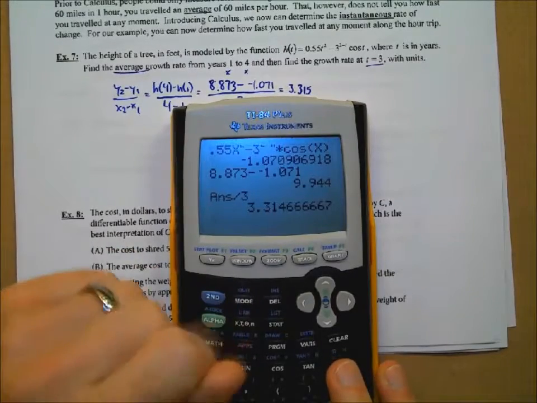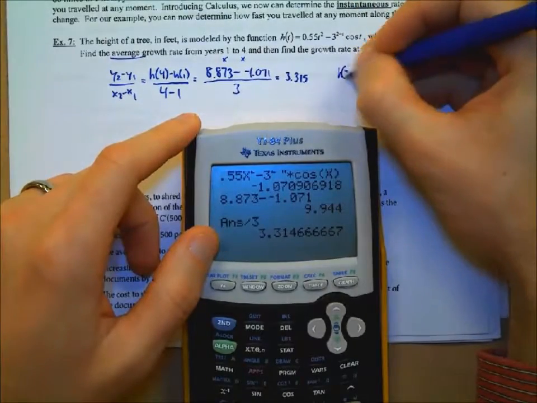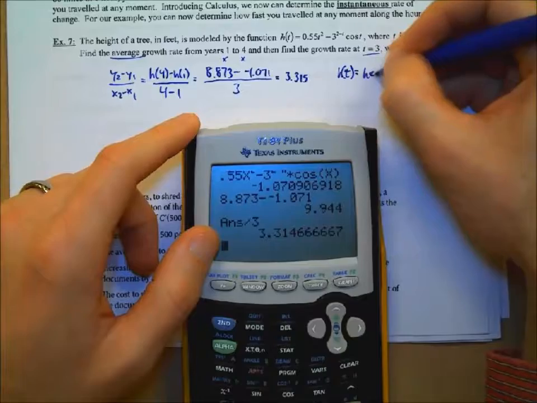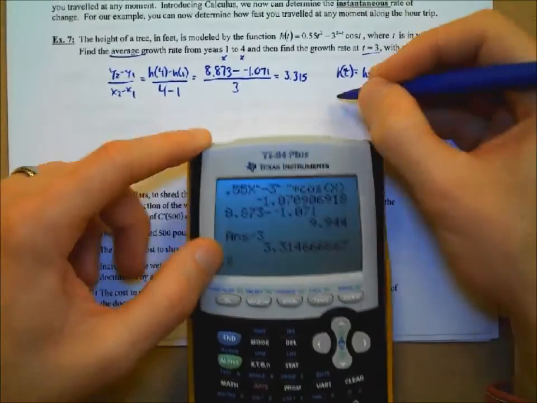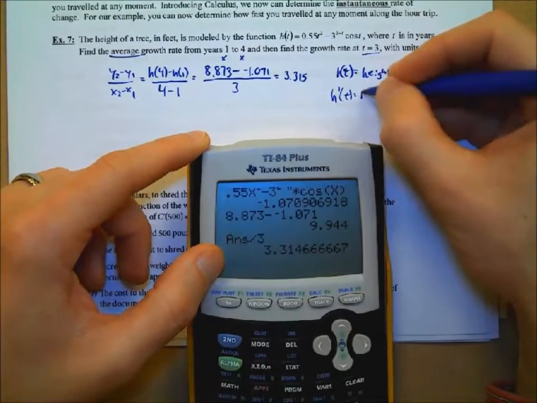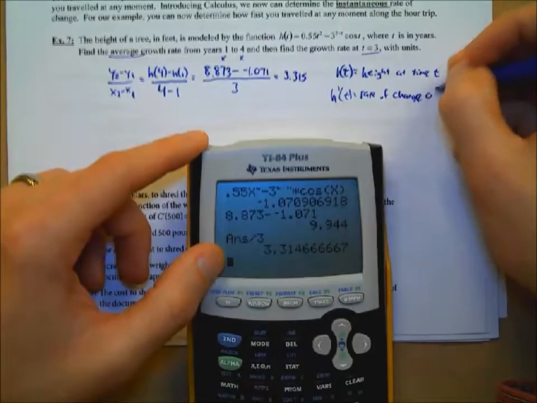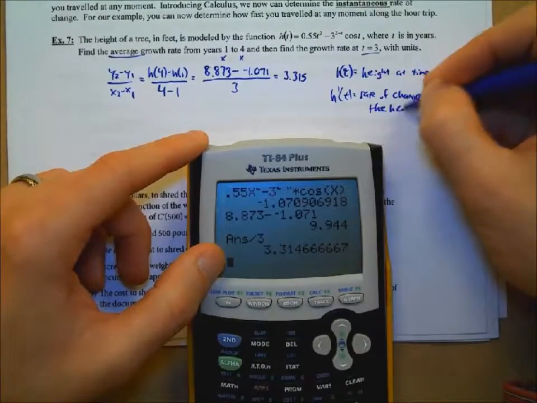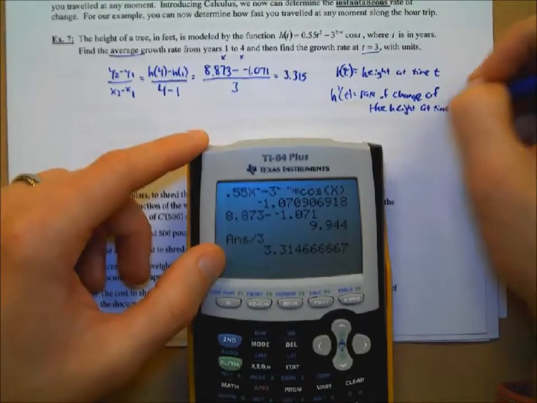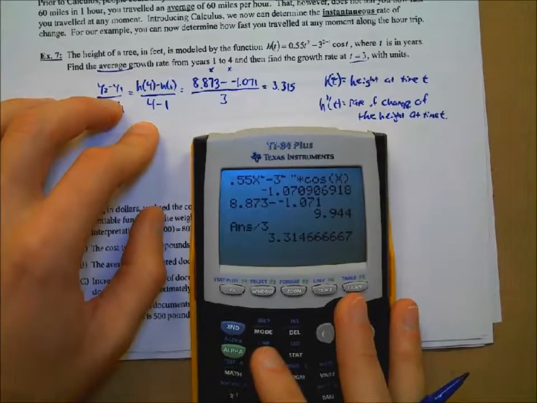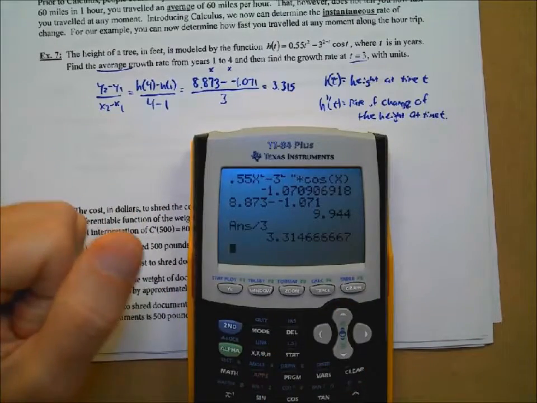It's the derivative, right? If this is describing the height, so if h of t means the height at time t, then h prime of t is equal to the rate of change of the height at time t. Okay? If h of t is the height at time t, h prime of t is the instantaneous rate of change of the height at time t.